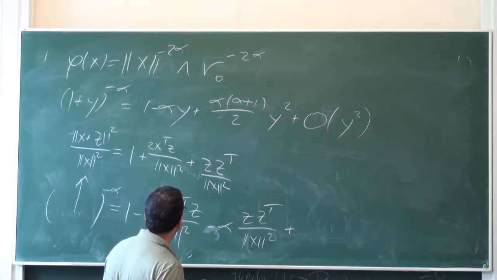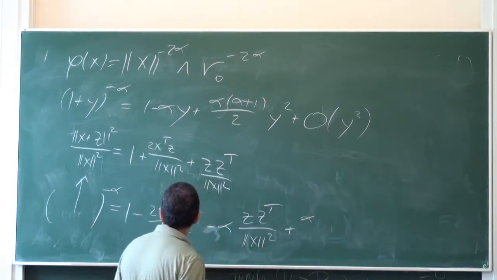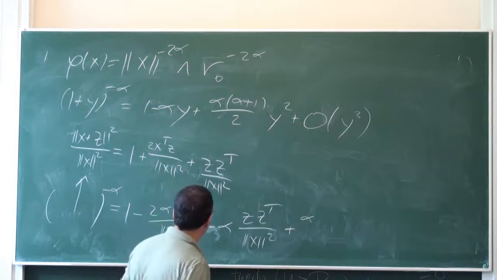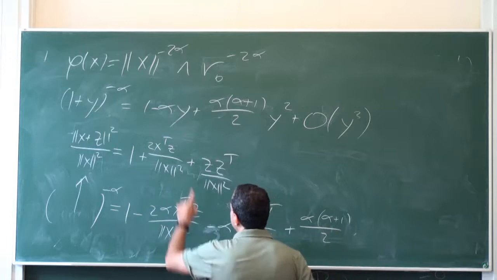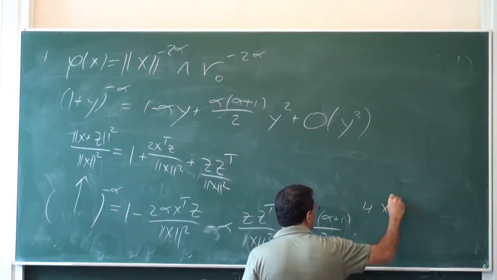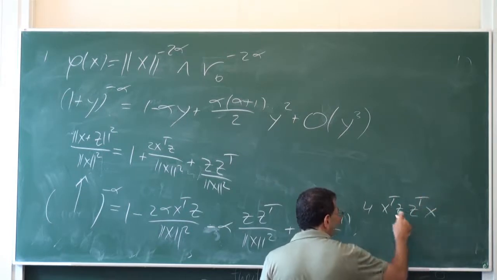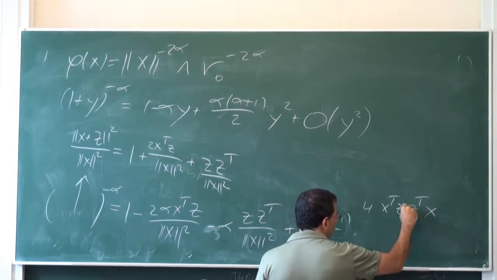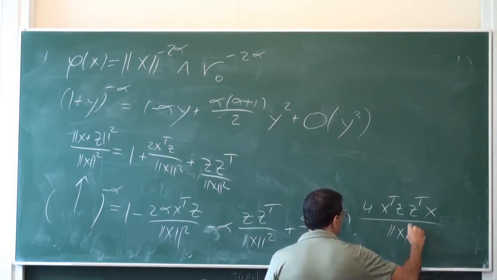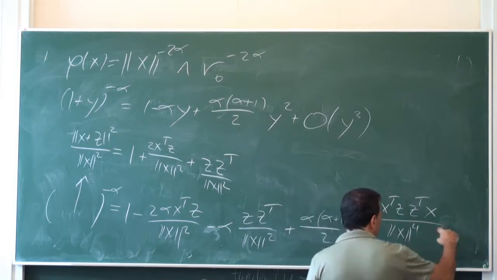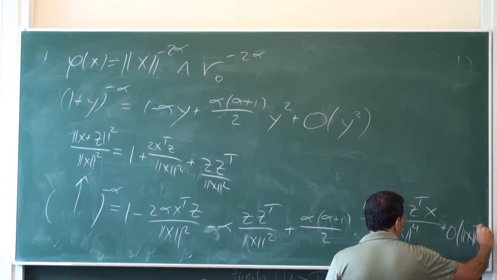So in the second order term, we get alpha, right? So we have to look at the squares. We get alpha times alpha plus 1 over 2 times the square here. We'll get 4 x transpose z. Well, x transpose z is the same as z transpose x, because this is a number. So I write the square of that like that, and we divide by norm x to the 4th. And then everything else can be bounded by norm x to the minus 3.